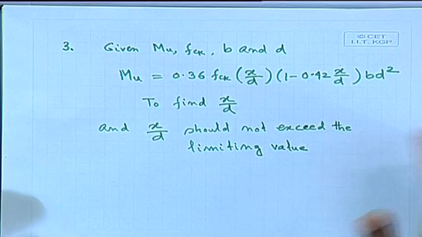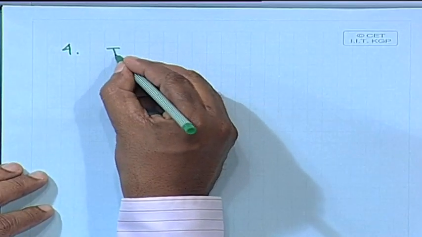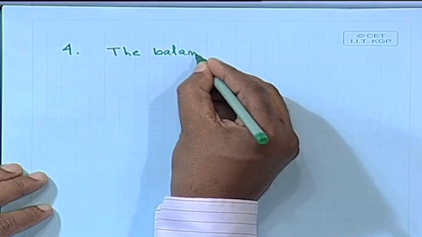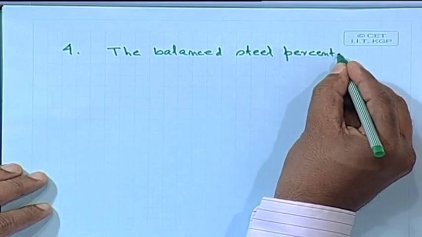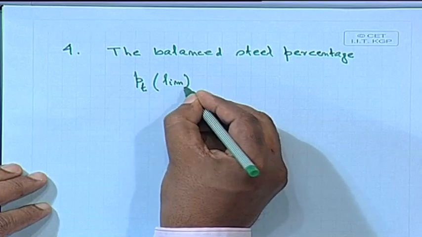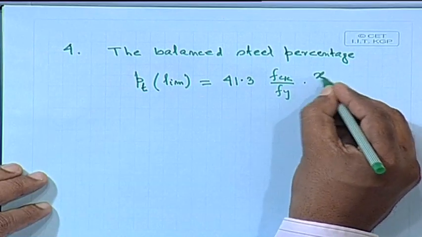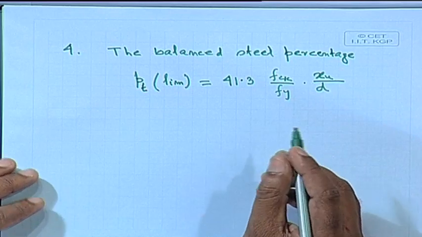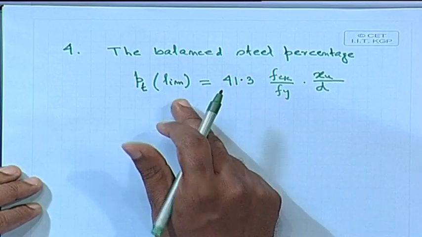Number 4, we are giving different cases, concrete failure, steel failure, this is another condition. Number 4, the balanced steel percentage. We write down that pt limiting value equal to 41.3 Fck by Fy multiplied by Xu by d. This is the limiting percentage of steel for the balanced section. If it is under reinforced, the percent of steel you have to provide is less than this pt lim. If it is over reinforced, then it will be more than that.